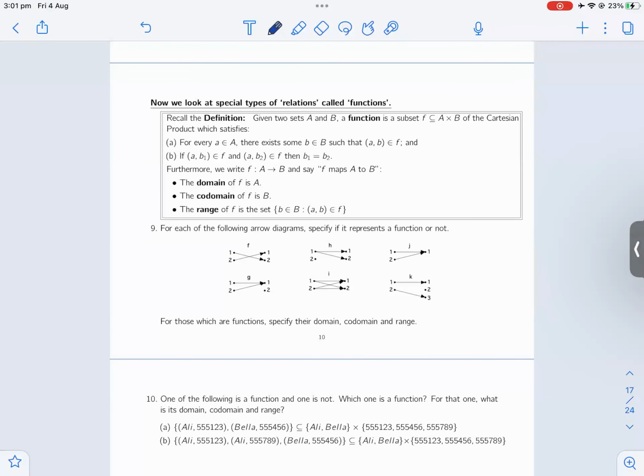Question 9. So we're gonna do question 9 here. And also note that we do not do all of the questions, some items I miss, so you can do them by yourself.